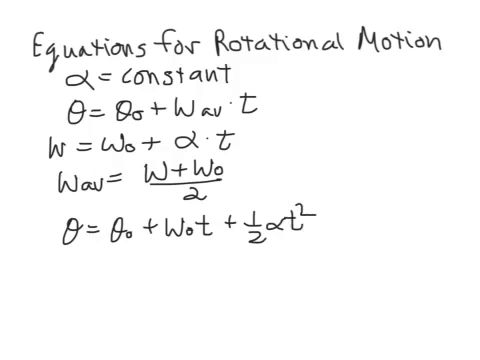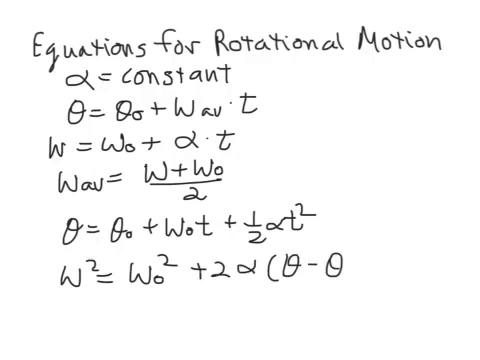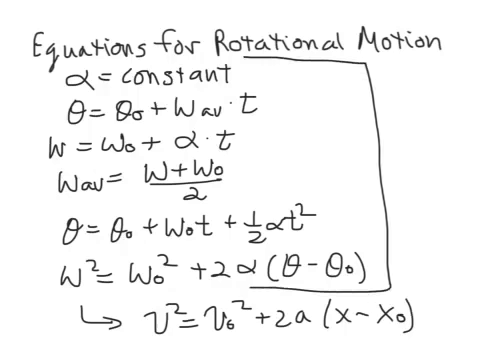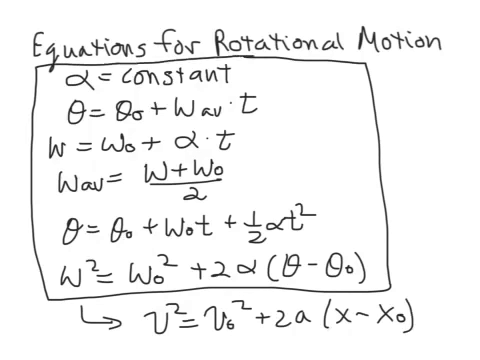And then there's one that's just in direct analogy, which we could derive, but we won't. This is omega squared is equal to omega naught squared plus 2 alpha times theta minus theta naught. This equation is very similar to v squared is equal to v naught squared plus 2a times x minus x naught, and it derives exactly the same way. And so these are our fundamental equations for rotational motion. And so it's what we'll be applying to the problems we encounter.